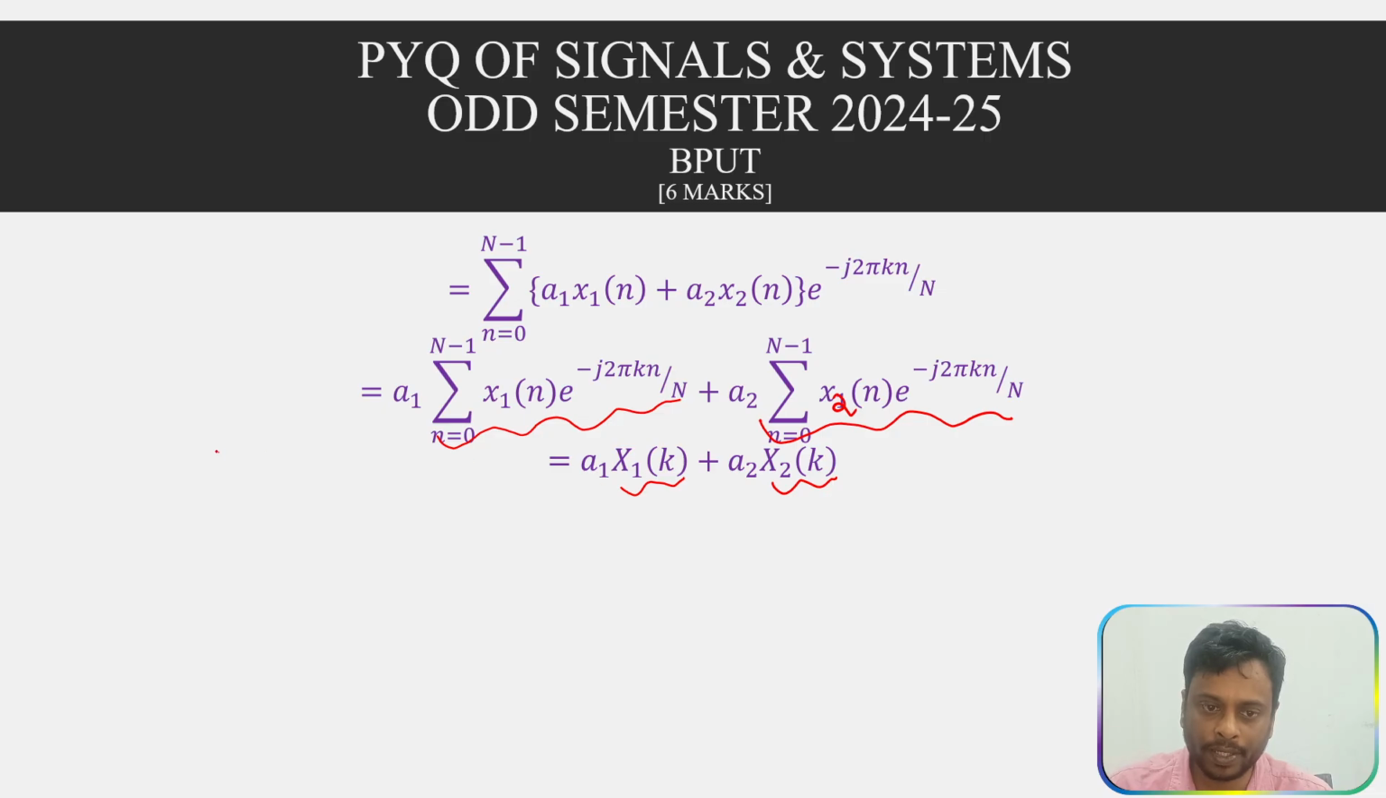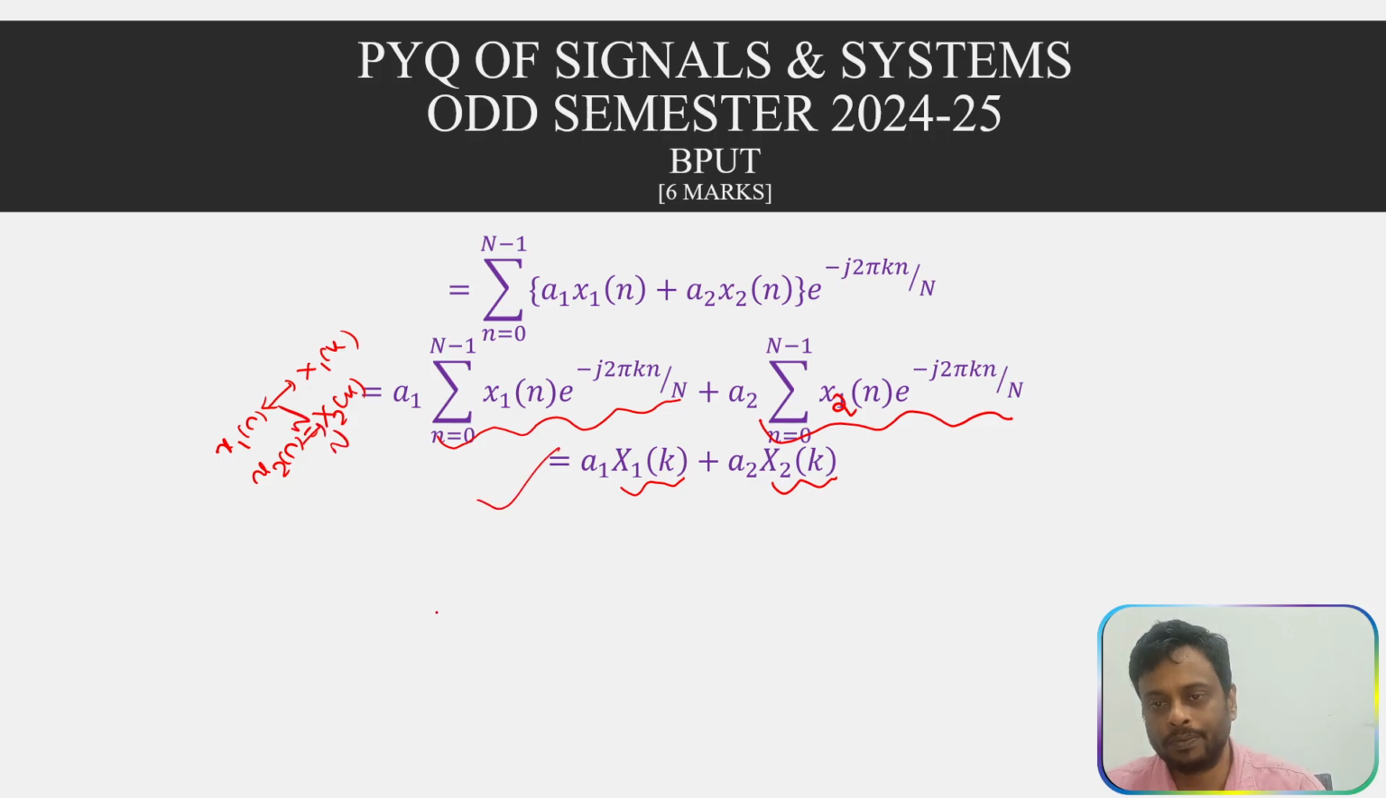So what is x1 of k? The DFT of x1 of n is your x1 of k. Similarly, the DFT of x2 of n equals x2 of k, the N-point DFT. So this is called the linearity property of DFT. This is our second property.